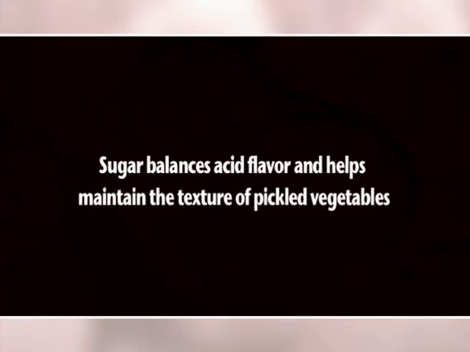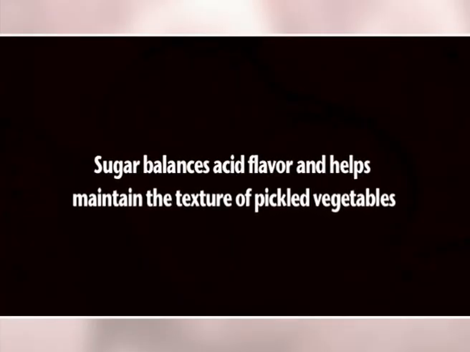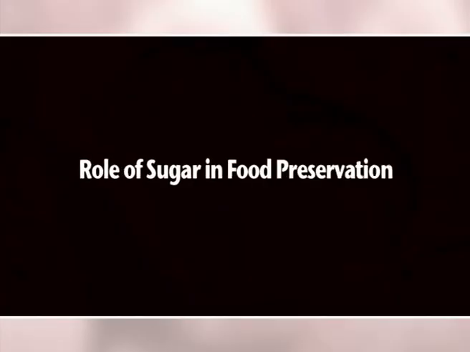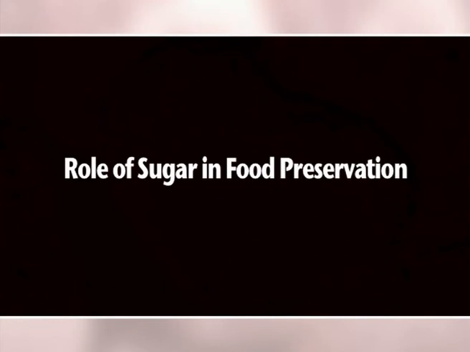Sugar balances acid flavor and helps to maintain the texture of pickled vegetables. Besides balancing the flavor of the vinegar, sugar helps in strengthening vegetable cell structure and makes vegetable fiber firmer. Either brown or white sugar can be used. Brown sugar produces darker brine. Now, very important role of sugar, that is its role in food preservation.